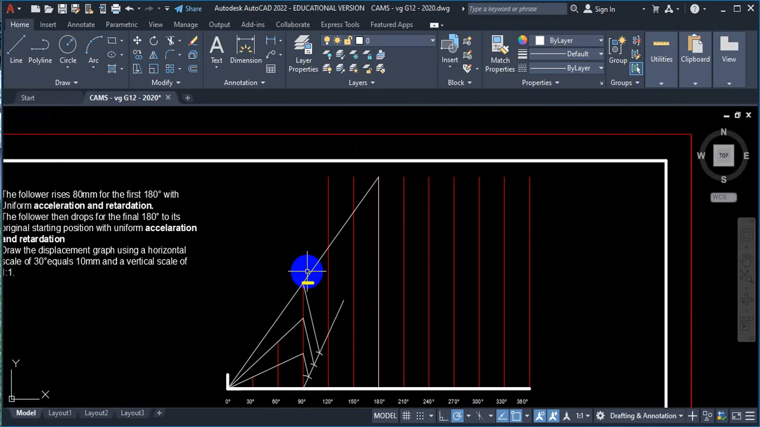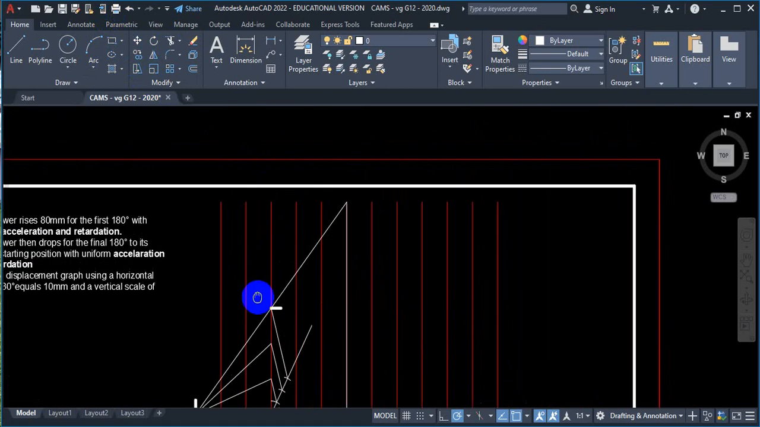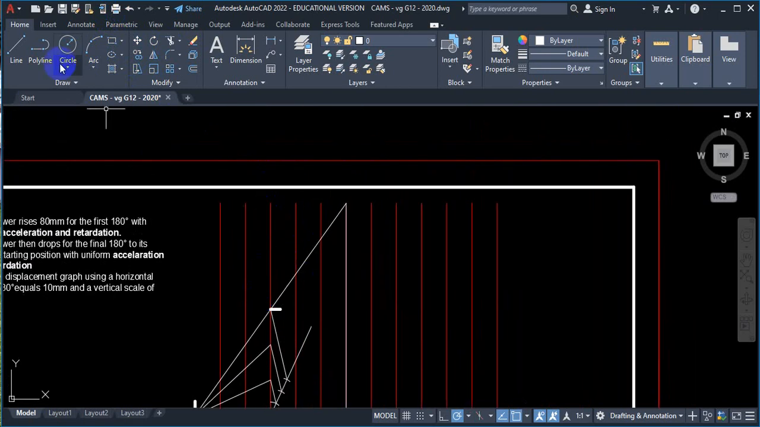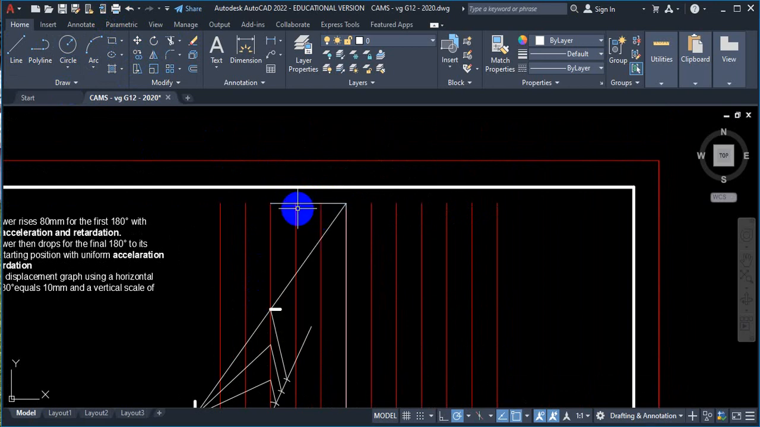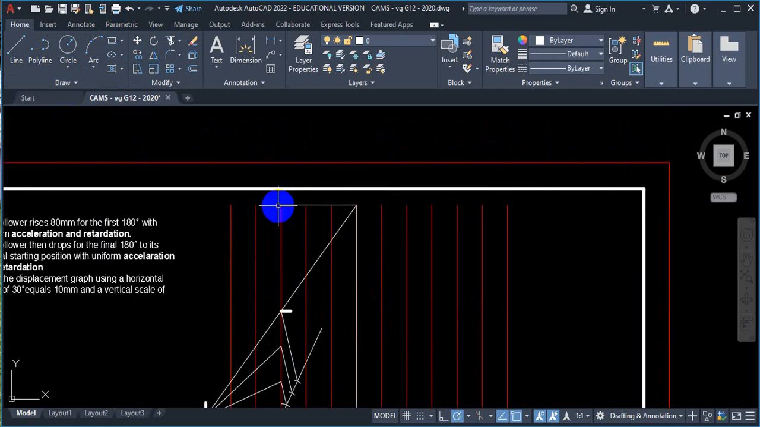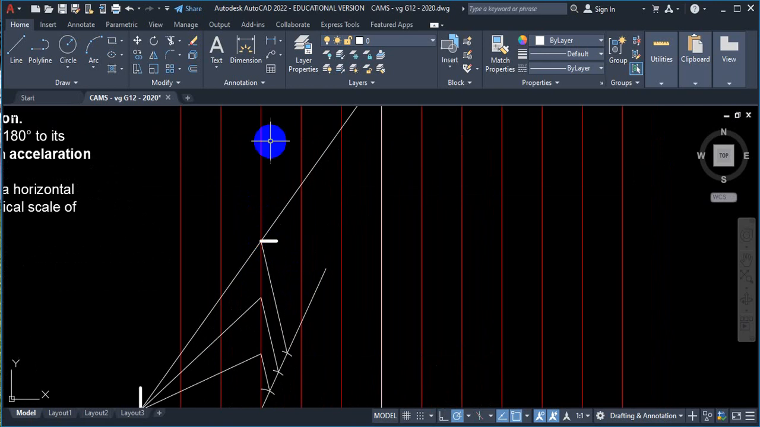Now I should not have erased this one here. So in your case, you will not be erasing anything, so yours will still be there. Let us just draw this line here so that it's clear. If you notice here, this height is equal to that height. So all you need to do now is take these distances here.